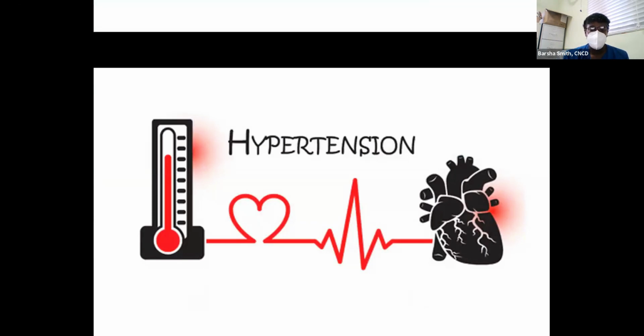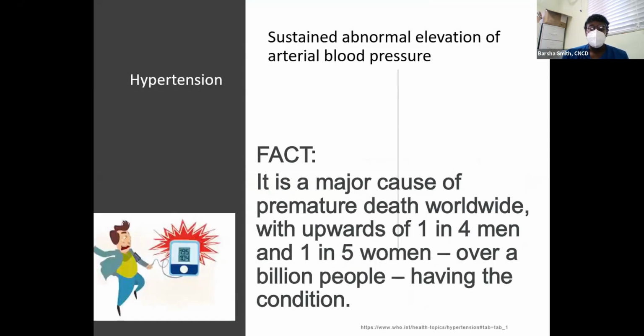When we look at hypertension, we look at sustained abnormal elevation in blood pressure. And the fact sheet for this states that premature death worldwide is 1 in 4 men. How many men in this class? Now we have 22 persons. So 1 in 4 men and 1 in 5 women, over 1 billion persons having the condition, right? So we have to be careful, because we learned earlier from the STEP survey that 38% of us are walking around with high blood pressure and we don't know. You know, we call diabetes and high blood pressure the silent killers.